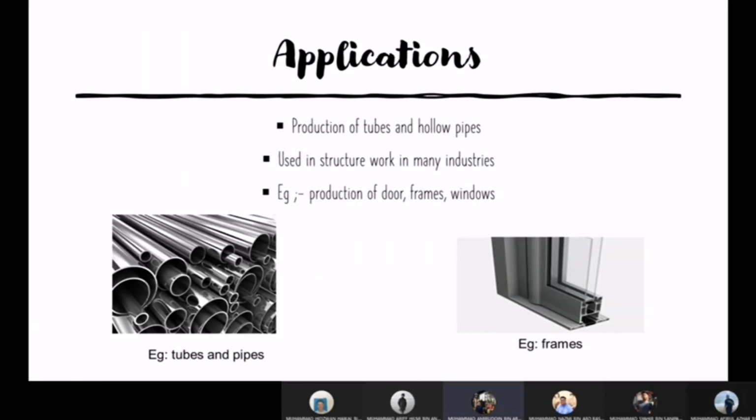For the applications, extrusion process is used in production of tubes and hollow pipes. Generally, it is used in structural works in many industries. For example, as you can see, the first picture are tubes and pipes, which are example of product made of extrusion process. And the second picture, which is frames, another example of applications of extrusion process which is used in our daily life such as door, frames and windows.